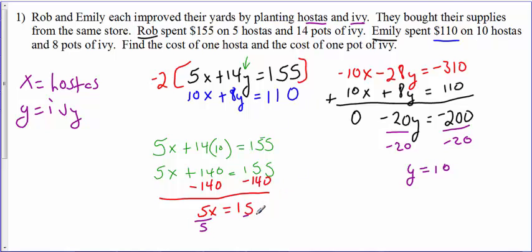We'll divide both sides by 5. We get x equal to 3. So we know that a hosta costs $3 per hosta, and that the ivy costs $10.